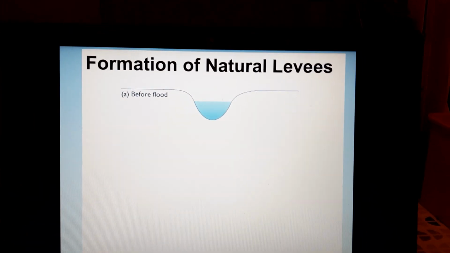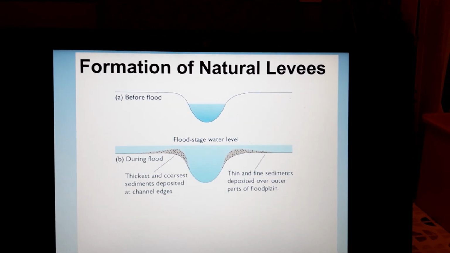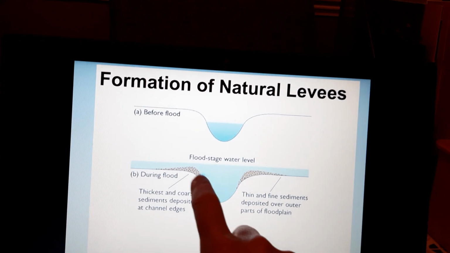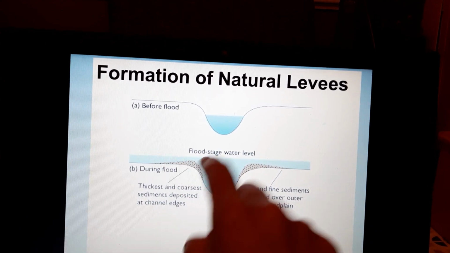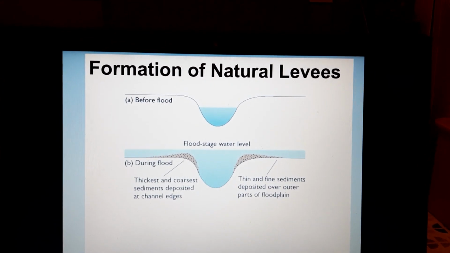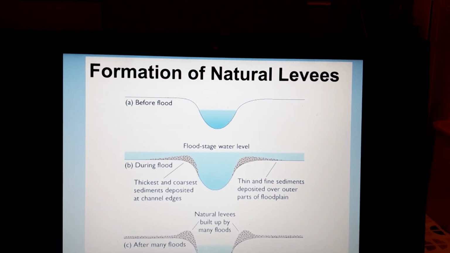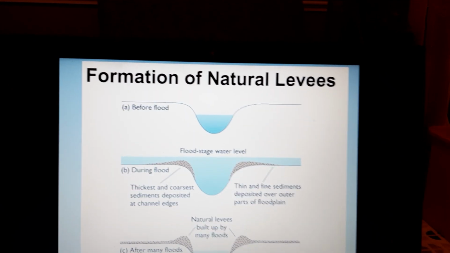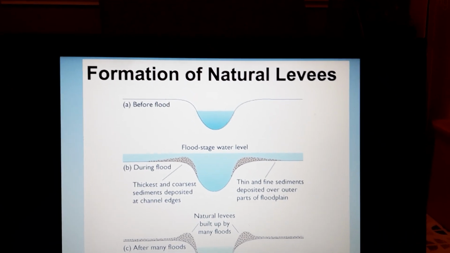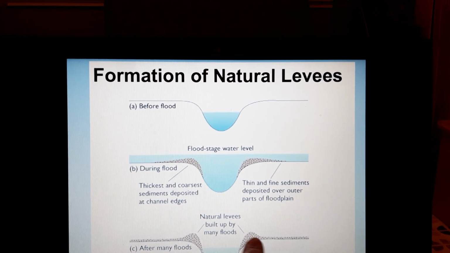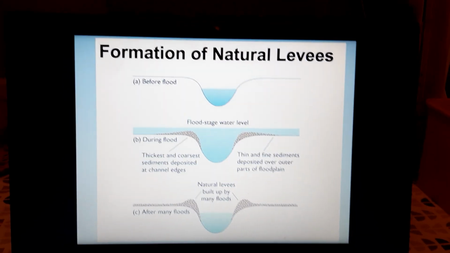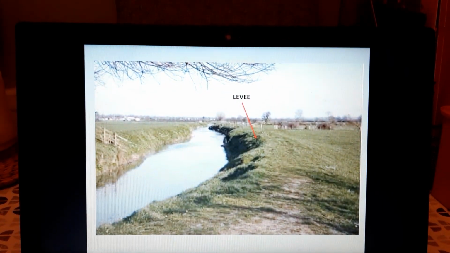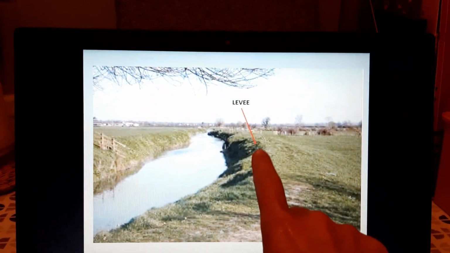So it looks like this. Here's a river before it floods. During the flood, this embankment gets formed. These largest pieces of sediment get deposited here close to the river. The river goes down, and the same thing might happen again in five years' time. Over a period of time, after many floods, those levees get taller and taller, higher and higher, either side of the river, creating these natural levees that we can see here.